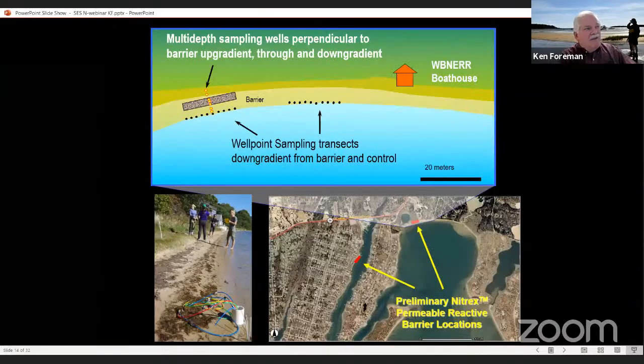And here's how we went about sampling those. We installed a network of permanent wells, both up gradient from the barrier, across the barrier, and down gradient from the barrier. So these sample at multiple depths. And then we also were able to basically march along the seepage face in the intertidal zone with a portable well point sampler that collects groundwater from various depths and sample that groundwater just as it was about to emerge into the estuary.